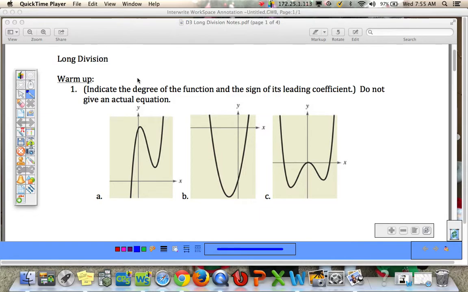Today we're going to look at long division and polynomials. We're going to start with a warm-up. Indicate the degree of the function and the sign of its leading coefficient. Do not give an actual equation.